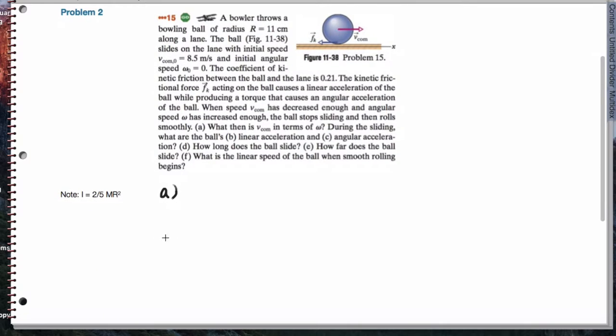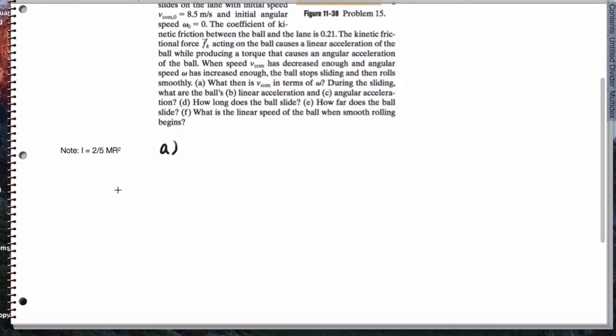First of all, let's just get a free body diagram drawn. Free body diagram. Free body diagram. All right, here we go. We got a normal force. We got a weight. We got a friction force on the ground here. And the velocity of the center is right there.